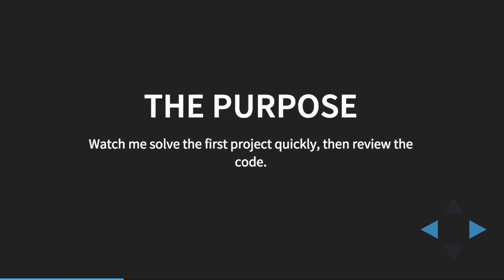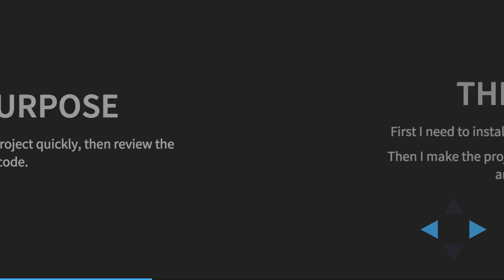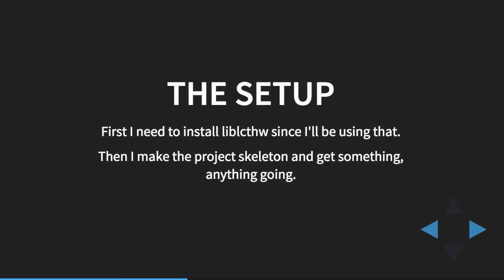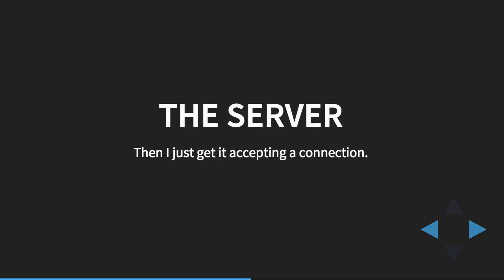Okay, so the purpose of this video is you watch me do the first project quickly, and then I review the code a little bit. First, I need to install liblcthw. You'll see me do that, and you should already have this installed. Then I make a project skeleton, and I get something going, anything going. Then I just get the server accepting a connection.